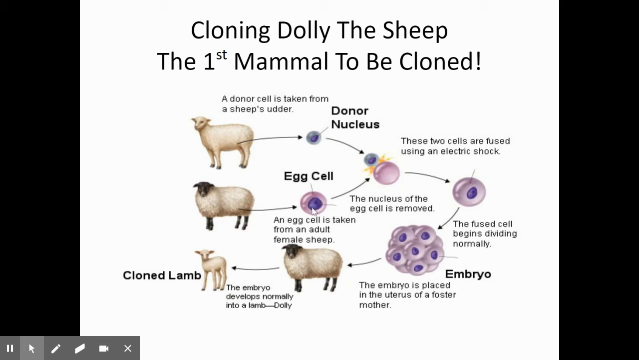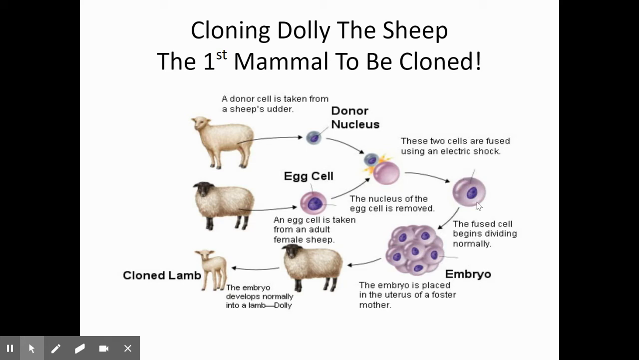We're going to take the nucleus out of this egg, so we're going to basically discard the nucleus. Our next step is we want the nucleus from this body cell that has two sets of chromosomes. We want to get that nucleus into basically this empty egg, and we do that. We kind of shock it so that the nucleus goes in.